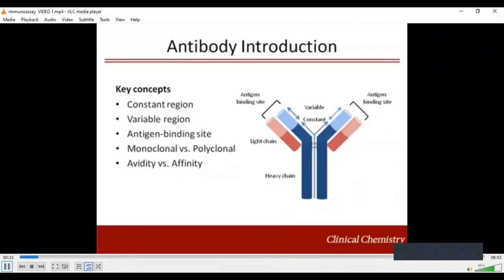Antibodies are glycoproteins commonly referred to as immunoglobulins and are produced by the immune system when a foreign molecule is detected in the body. Antibodies have constant regions and variable regions, with the antigen binding site located in the variable region. Monoclonal antibodies are produced by a single clone of plasma cells and all bind to the same epitope of an antigen. Polyclonal antibodies are produced by many plasma cell clones and bind to a wide variety of epitopes on an antigen.